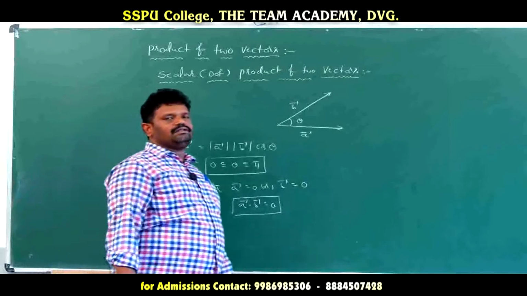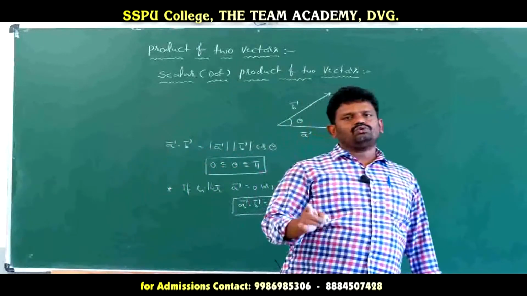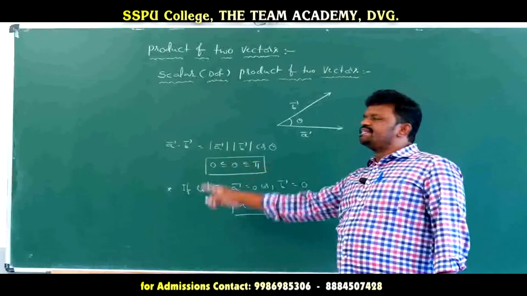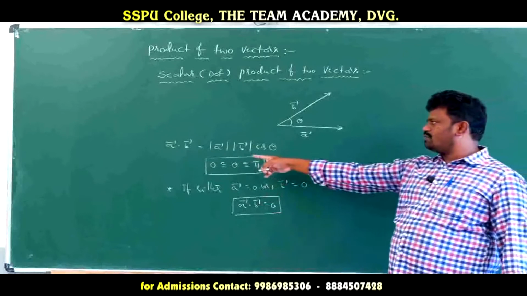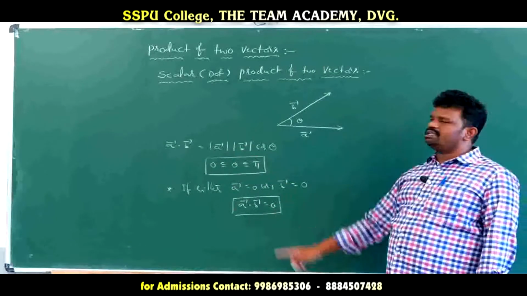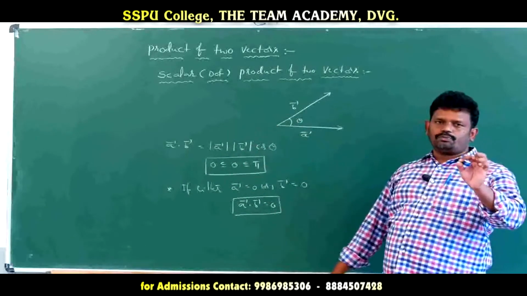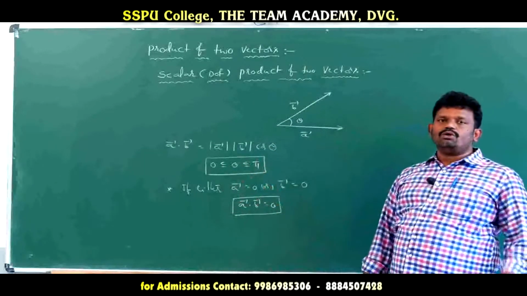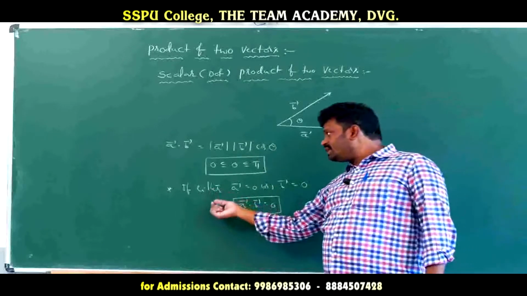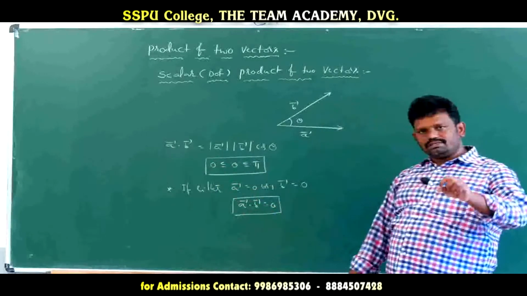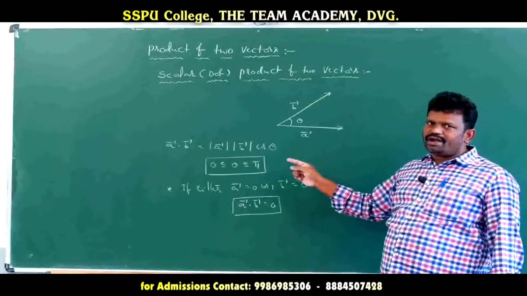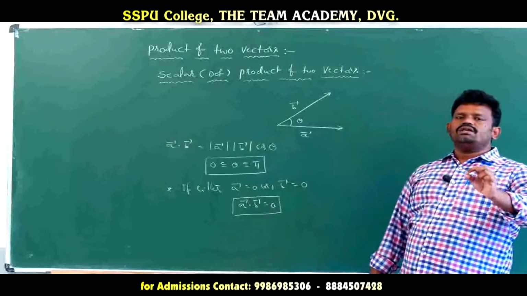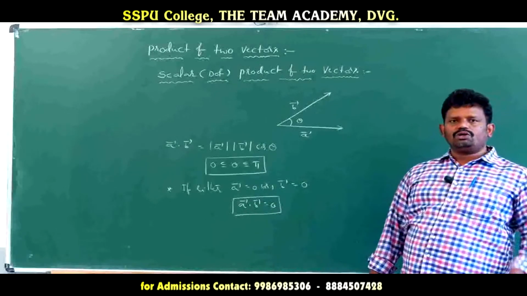If you want to define the scalar or dot product between any two non-zero vectors A bar and B bar, it is defined as A bar dot B bar is equal to magnitude of A bar into magnitude of B bar into cos theta. So this is the formula for dot product. Theta lies between 0 and pi. And if either vector is 0, then theta is not defined, and in that case A bar dot B bar is equal to 0.